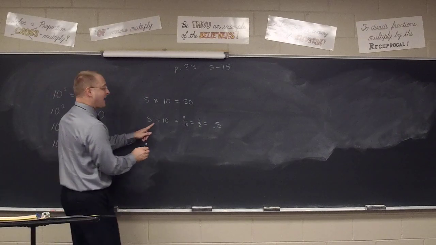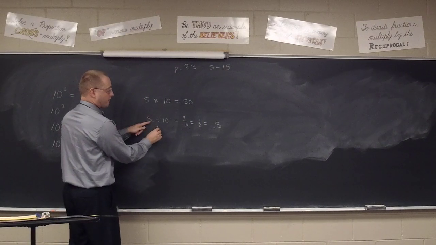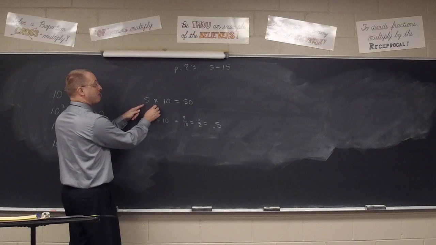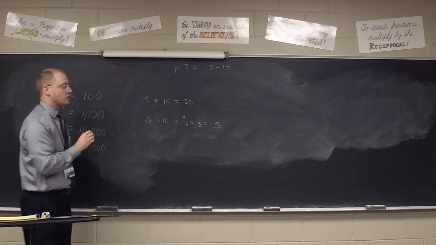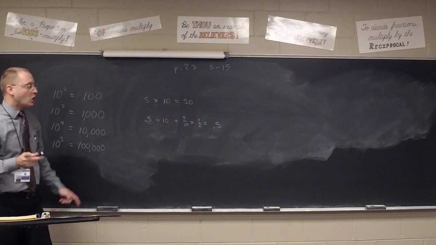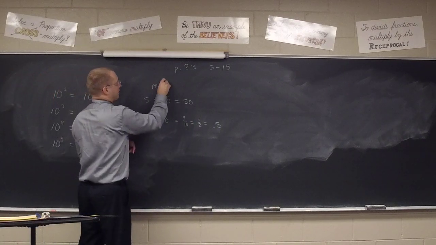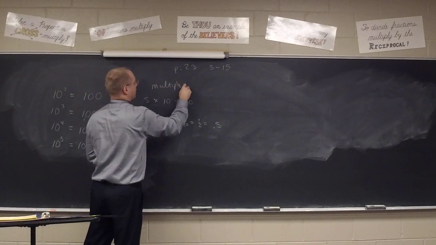Notice that when you divide by 10, here's your decimal. Instead of going to the right, which would make it a bigger number, you would go to the left, which would make it a smaller number. So here's the key. Multiply right.